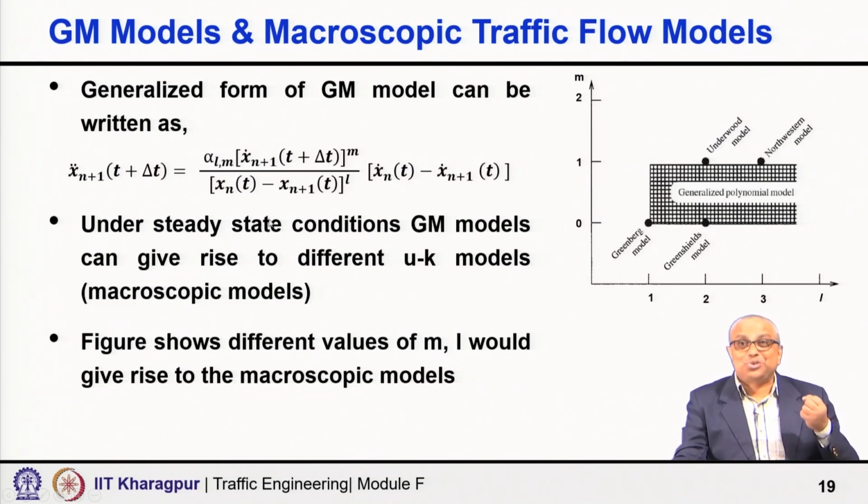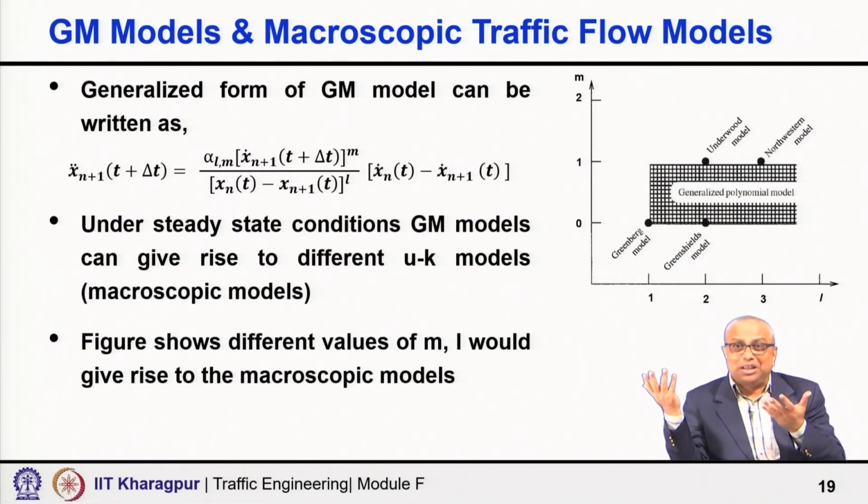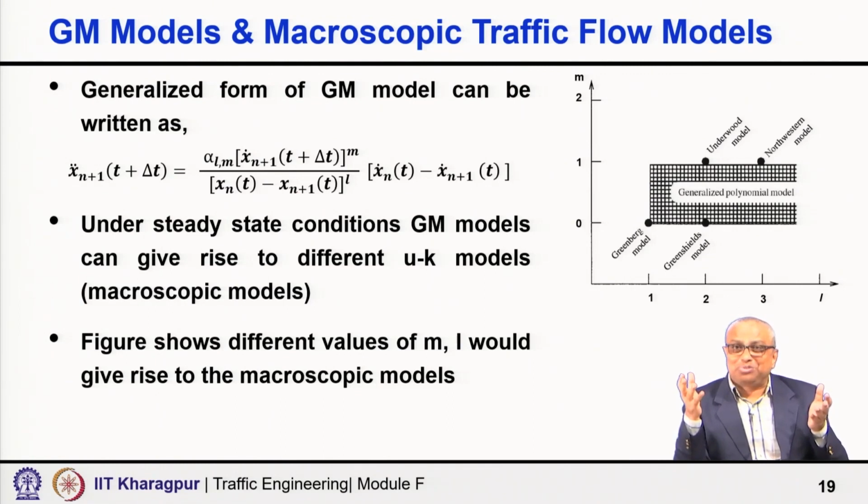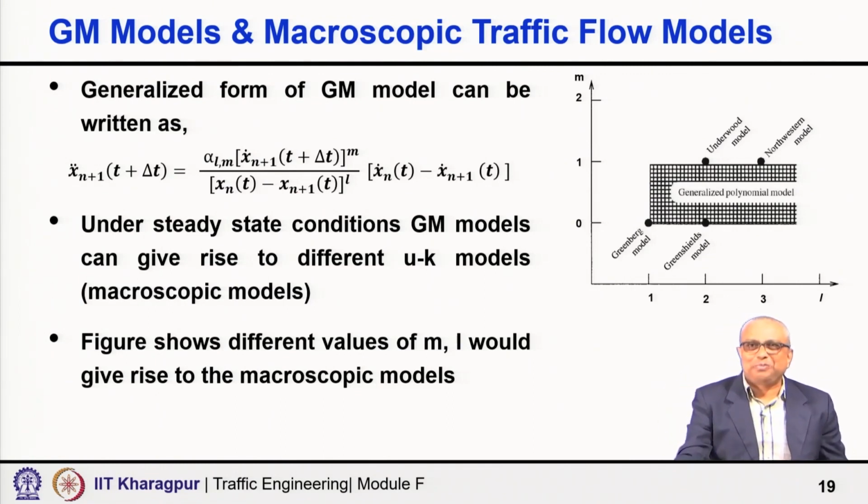So, that shows the strength of the generalized fifth generation model as developed by General Motors, that with different L and M you can actually get several established models, which have been developed independently by researchers and which are all macroscopic models. So, there is a strong connection.